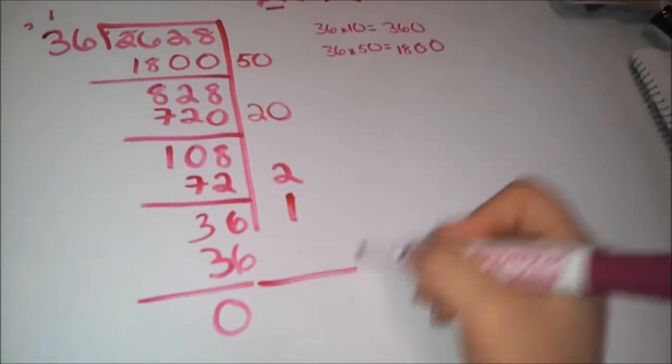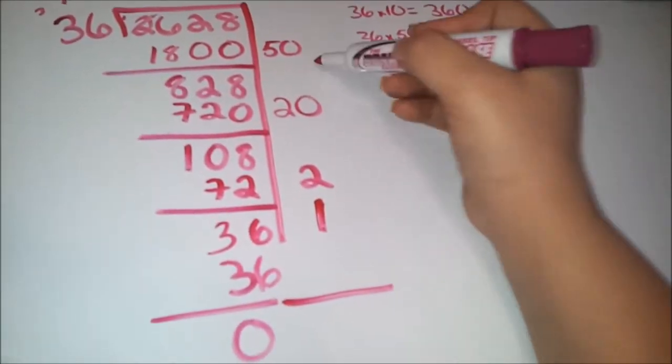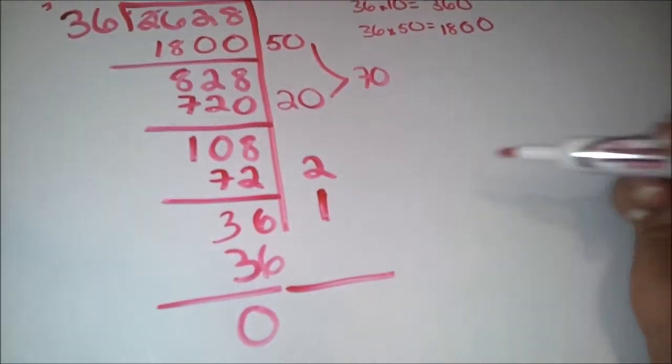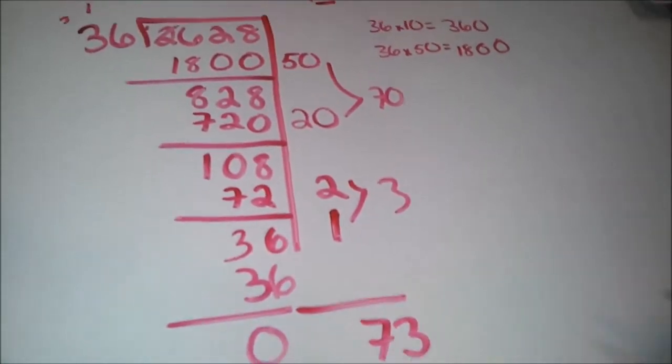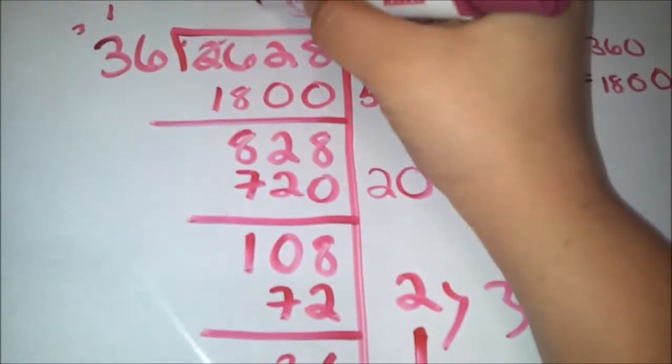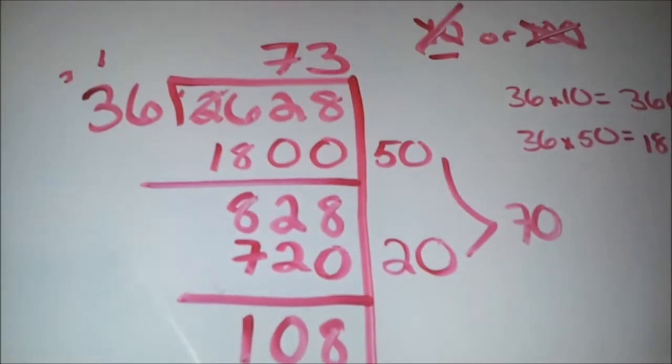No remainder. Let's add up our partial quotients. 50 plus 20 is going to be 70. 2 plus 1 is 3. Add together. 73 is our answer. Make sure you write your answer in the correct columns above.